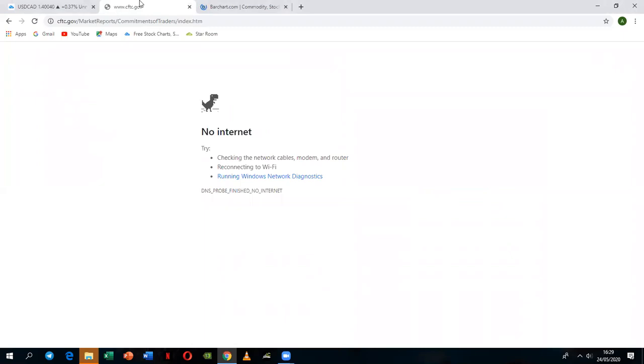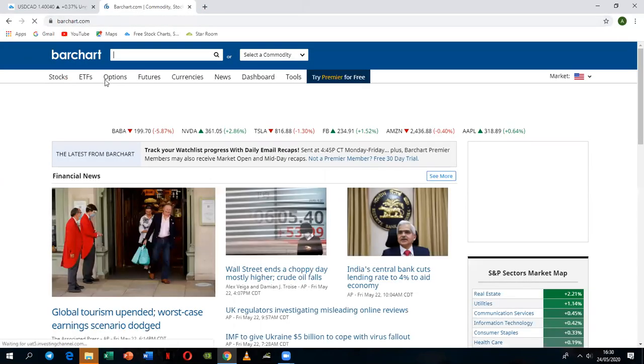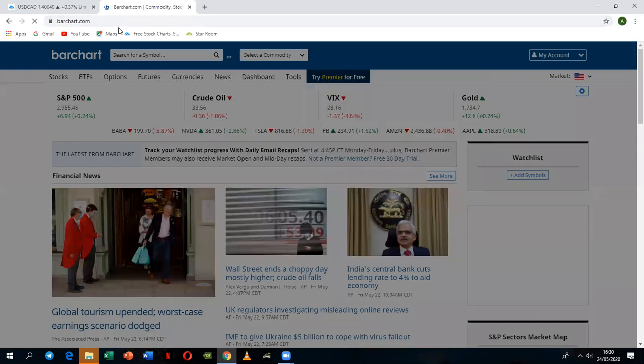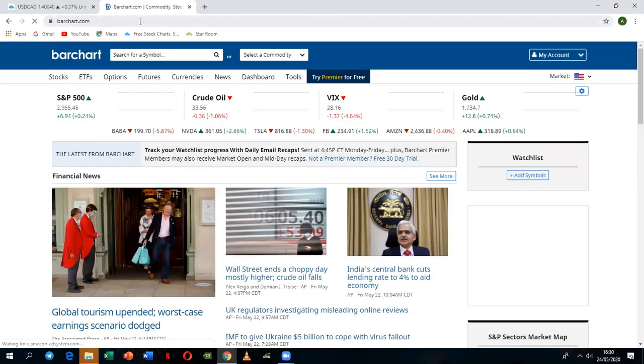So guys, type in Commitment of Traders report. For some reason my network has jammed loading it, but we can get the summary for that. What do you type in? You type in barchart.com. So when you type in barchart.com, you should be able to get a summary.